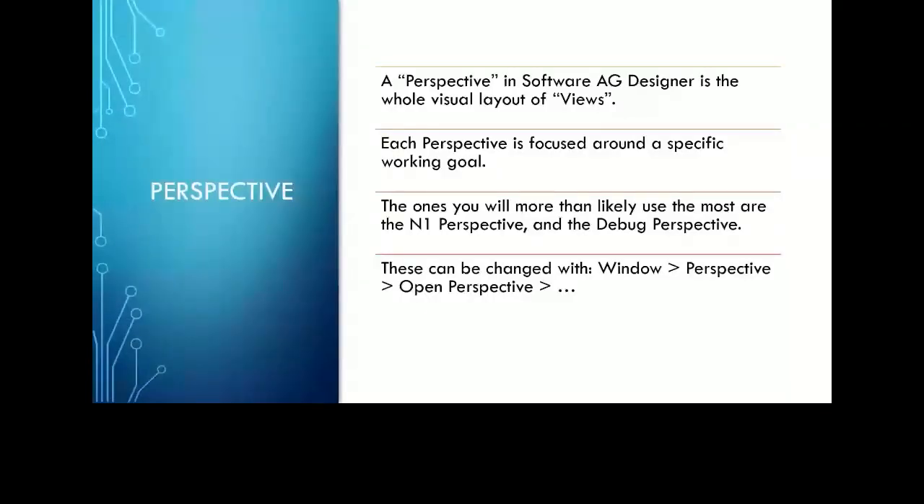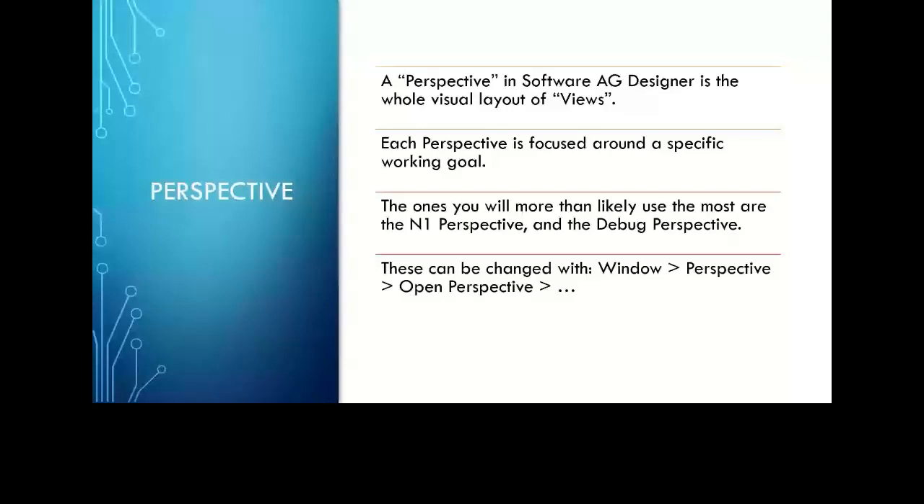Thank you. So the first thing is the perspective. In Eclipse, a perspective is the layout of the Software AG Designer, which is the Eclipse editor for Natural. It is the visual layout of all your internal windows, which are called views. Each perspective is focused around a specific working goal. So there is a Natural One perspective that, when you install, is going to be the main one that you look at pretty much all the time.